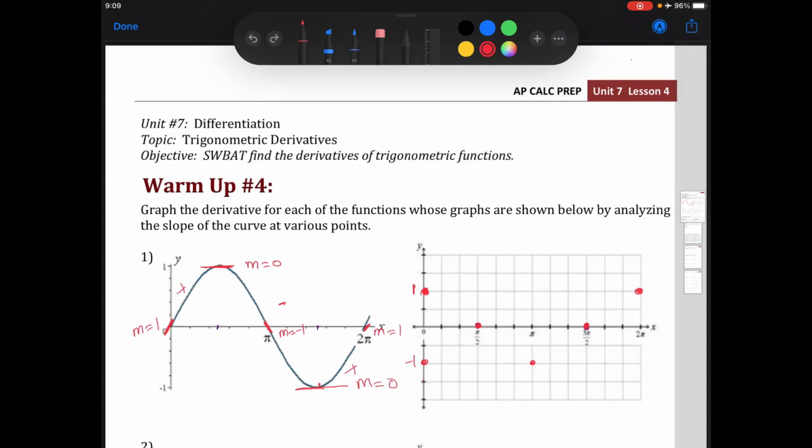So I'm going to connect these dots. And what do I get? Do these functions look similar? Do these graphs look familiar to you? This starts at 0 and it ends at 2 pi. This is y equals sine x. And you just graphed its derivative, which looks like what? Your cosine function. So the derivative of sine x is cosine x.